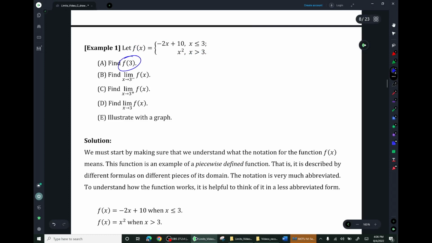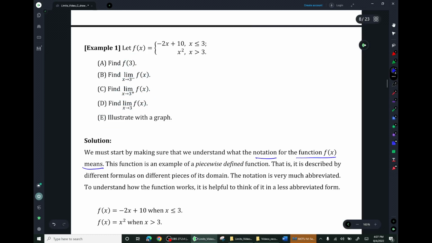Find f of 3, find the limit as x approaches 3 from the left of f of x, and find the limit as x approaches 3 from the right of f of x. And finally, find the limit as x approaches 3 of f of x, and lastly, to illustrate those earlier results with a graph.